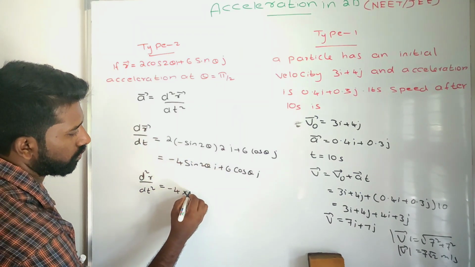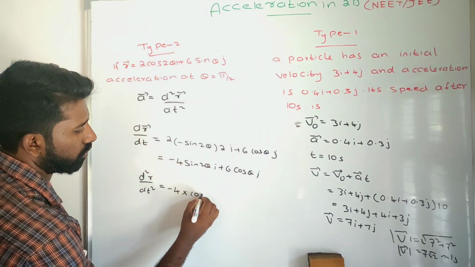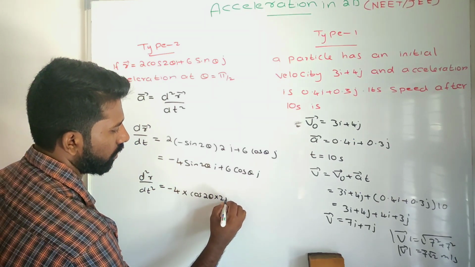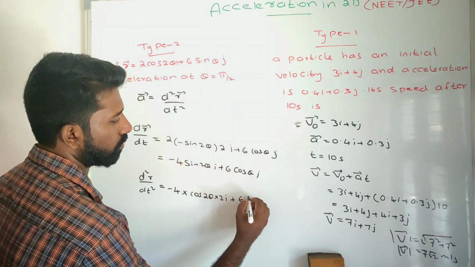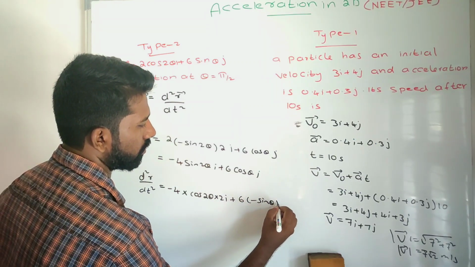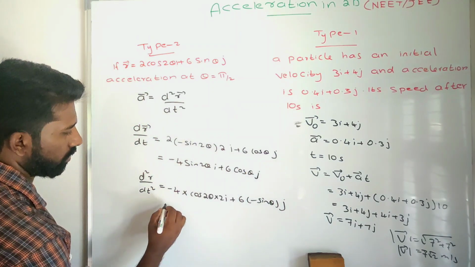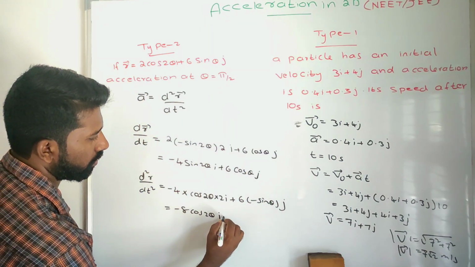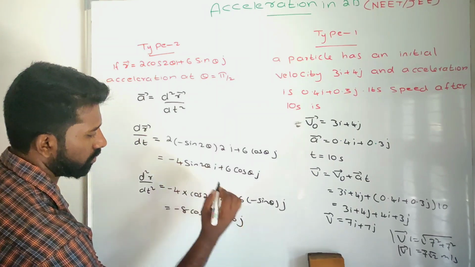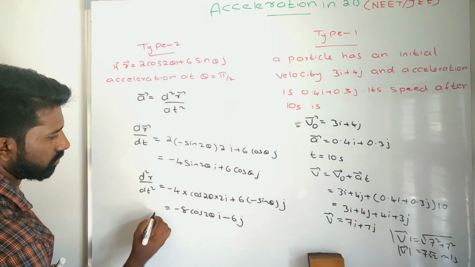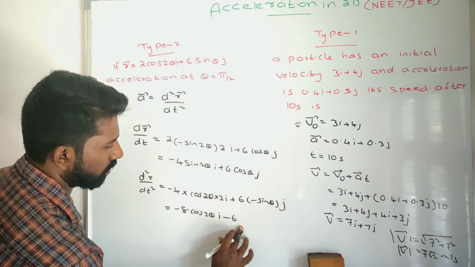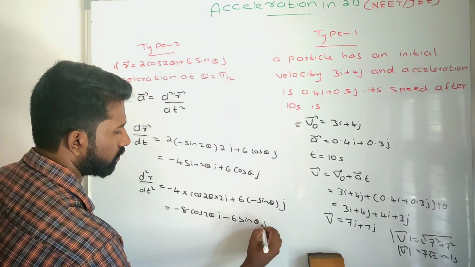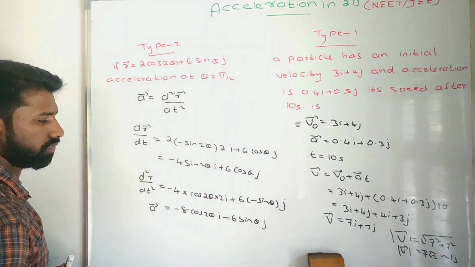Then d square r divided by dt square: again you differentiate it. Minus 4 into the differentiation of sin 2 theta, which is cos 2 theta into 2, i, plus 6 into the differentiation of cos theta, which is minus sin theta, j. Then here you will get minus 8 cos 2 theta i minus 6 sin theta j. This is the acceleration vector.